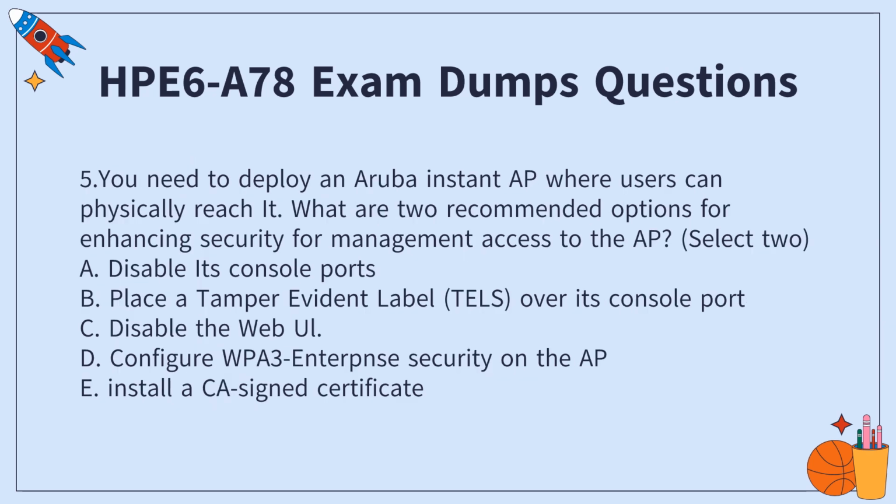5. You need to deploy an Aruba Instant AP where users can physically reach it. What are two recommended options for enhancing security for management access to the AP? Select 2. A. Disable its console ports. B. Place a tamper-evident label (TEL) over its console port. C. Disable the web UI. D. Configure WPA3 Enterprise security on the AP. E. Install a CA-signed certificate.